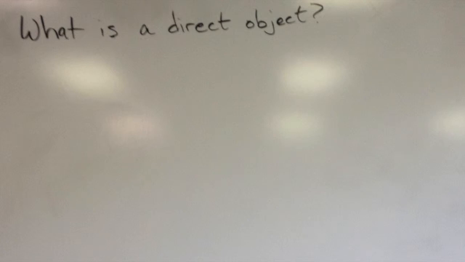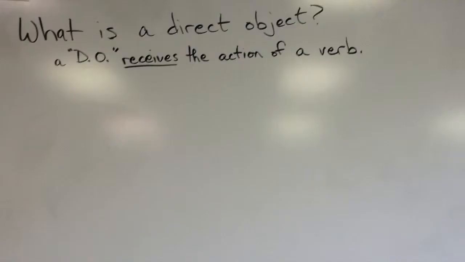Today we're going to talk about what a direct object is. The traditional definition of a direct object is that it is the noun which receives the action of the verb. Unfortunately, this is actually kind of a pretty bad definition. It works if you know already what a direct object is, it kind of makes sense. But if you don't, it doesn't really seem to mean much.